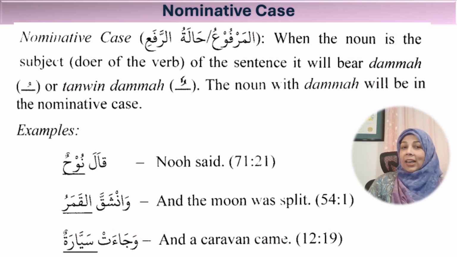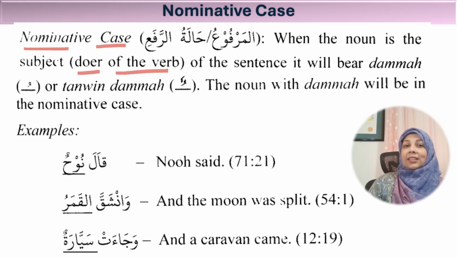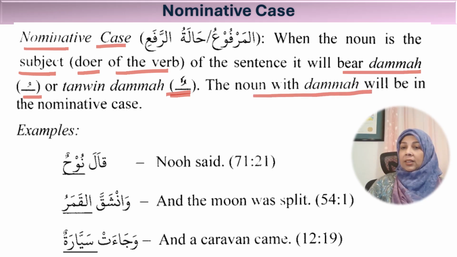Now let's take another function of the nominative case. I have introduced to you verbs before, and I have mentioned to you that verbs always have a doer of the verb, which is called the subject of the verb. So now we learn that the subject of the verb will also bear dhamma, either a single dhamma or a tanween dhamma. And we say that this noun with the dhamma will be in the nominative case.